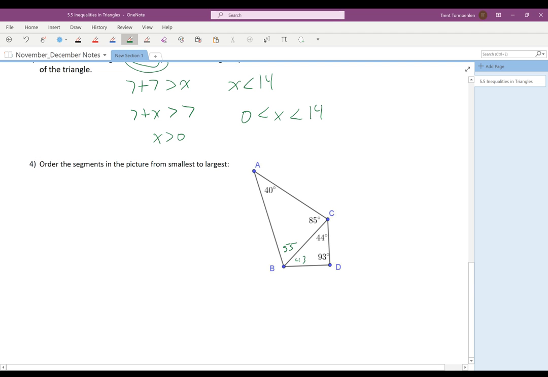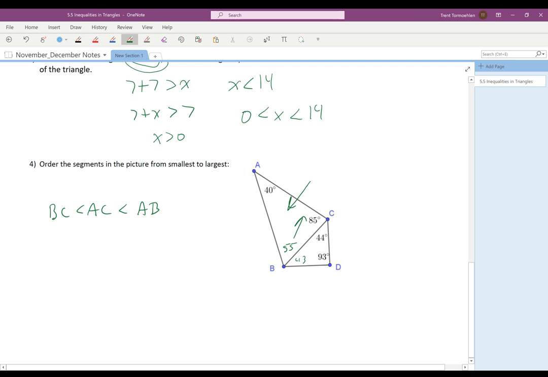You have to do the triangle separate. BC is not the smallest, even though it's opposite the smallest angle in the whole picture. So in this triangle, BC is the smallest. It's less than AC because 55 is greater than 40. But both of those are less than AB because 85 is the largest.